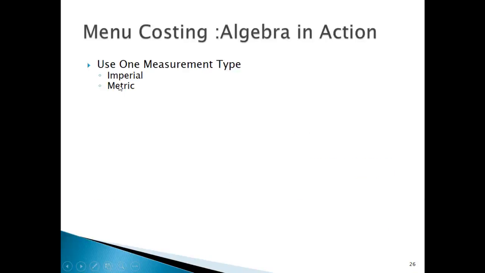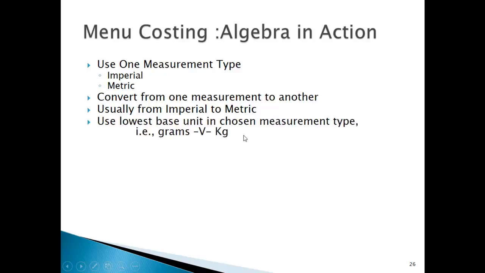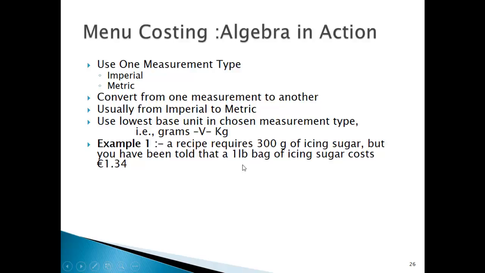Okay, one example might be when you're moving from one measurement type to another. You're going from pounds and ounces and you need to move over to kilograms and grams, or vice versa. You're converting from one measurement to another, usually imperial to metric. Most of our recipes nowadays will be done in metric. Sometimes the recipe might call for grams, but you're buying in as a kilogram and you need to go from kilograms across into grams. So that's within the metric system.